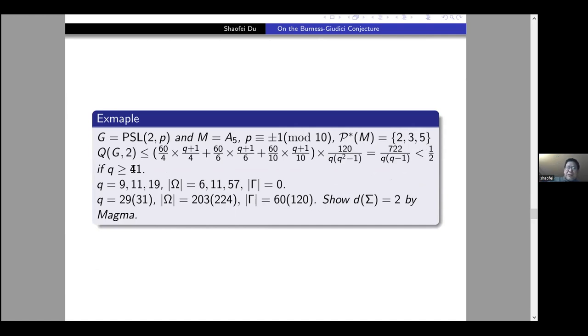If q is more than 41, then the conjecture is true. For some small values of q, like 9, 10, 11, 19, this is omega, but this delta is zero. For these two numbers, we can do it by Magma. This conjecture is true.